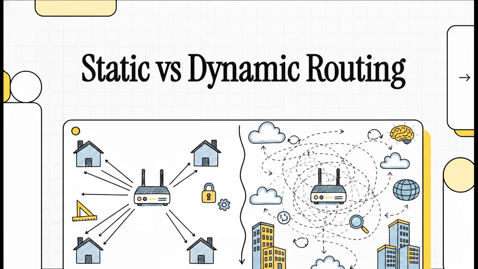Welcome to The Explainer. Today, we're diving right into the foundational logic of how data actually navigates the internet. We'll be exploring the core decision-making processes of network routers, specifically focusing on the great divide between static and dynamic routing. It is a fascinating look at the ultimate balancing act, manual control versus automated scale.